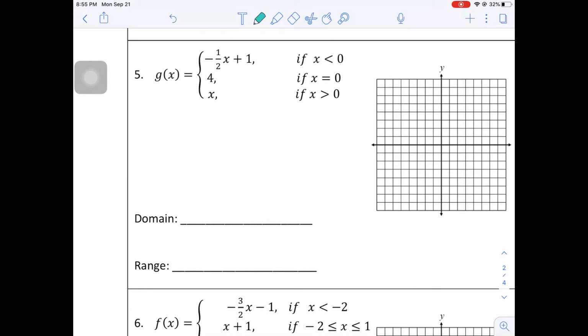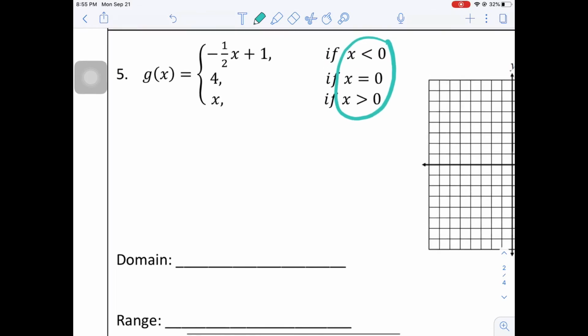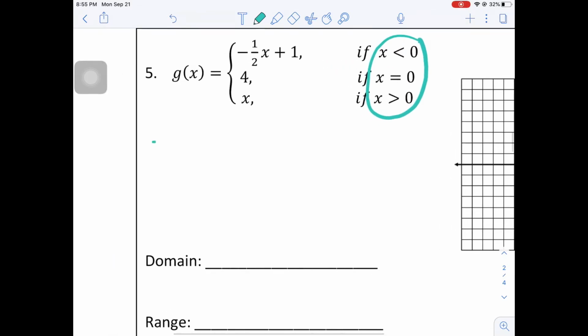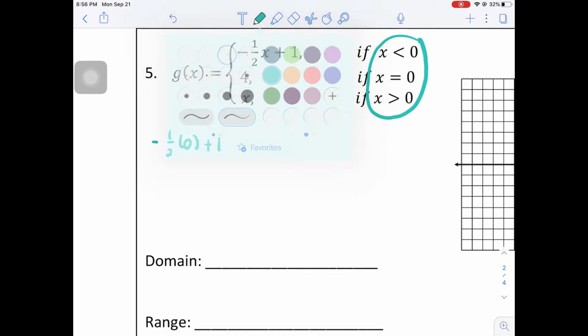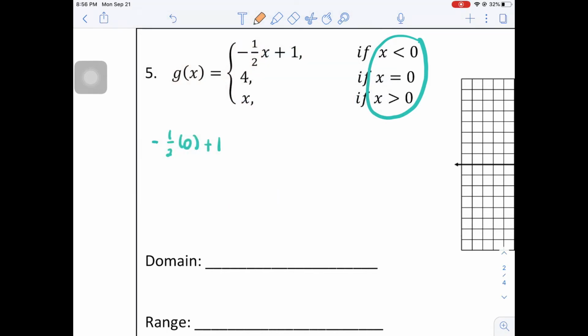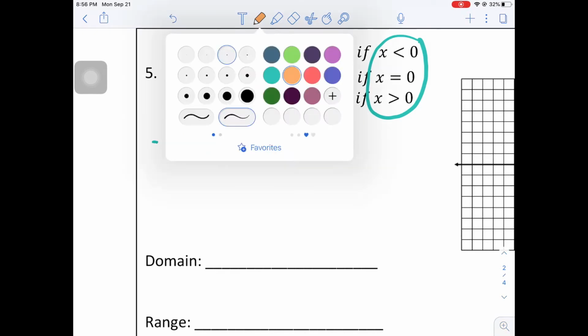So, next one has the same idea. We need to plug in our x at the boundary points. So 0 is our boundary point here. So we're going to plug 0 into each of these things. So -1/2 times 0 plus 1. In the next case, we're going to have just the number 4, because when x is equal to 0, we get out 4, so 4.